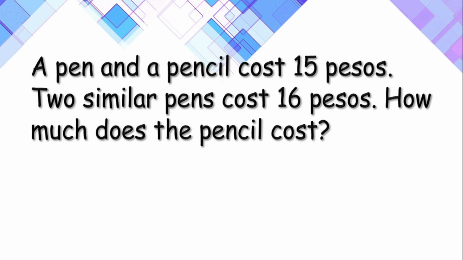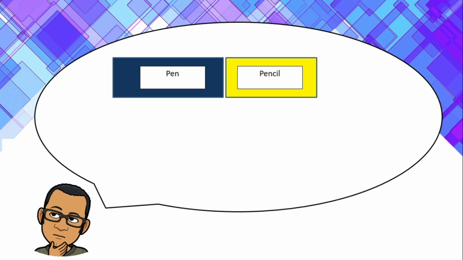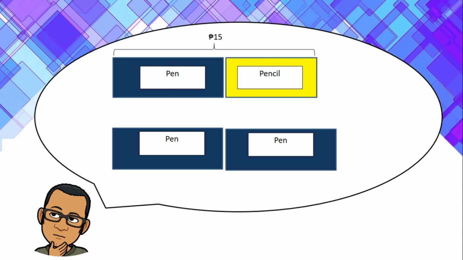Again, a pen and a pencil cost 15 pesos. Two similar pens cost 16 pesos. How much does the pencil cost? So, mas mahal yung 2 pens kaysa sa isang pen at isang pencil. So, step 1 is to draw a model. Isip kwatog. By representing this, we have here a pen and a pencil. Ang sabi daw, it costs 15 pesos.